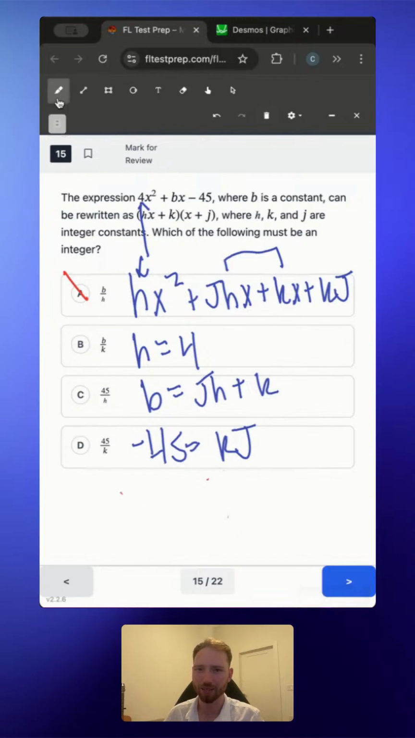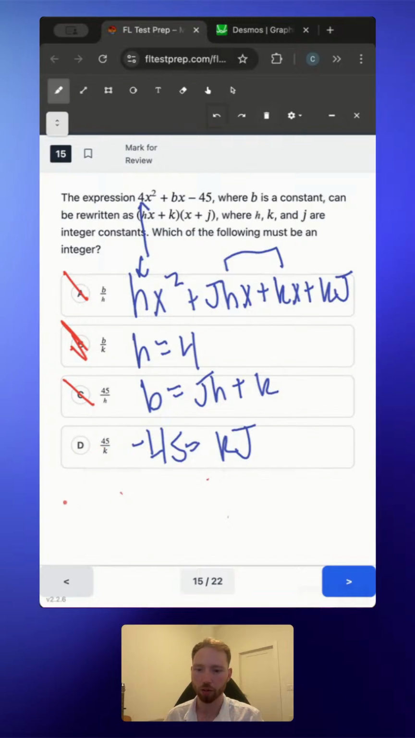Which one makes sense? And then we're going to get 45 over h. So in what world does 45 and h interact? Kind of never. They don't really interact at all. So it can't be C because h equals 4, b equals jh plus k, but there's no scenario where 45 and h ever interact and it wouldn't create a whole number. Even if I know h is 4, I know 45 divided by 4 doesn't create a whole number either. So that's going to be incorrect. All that's left is D.